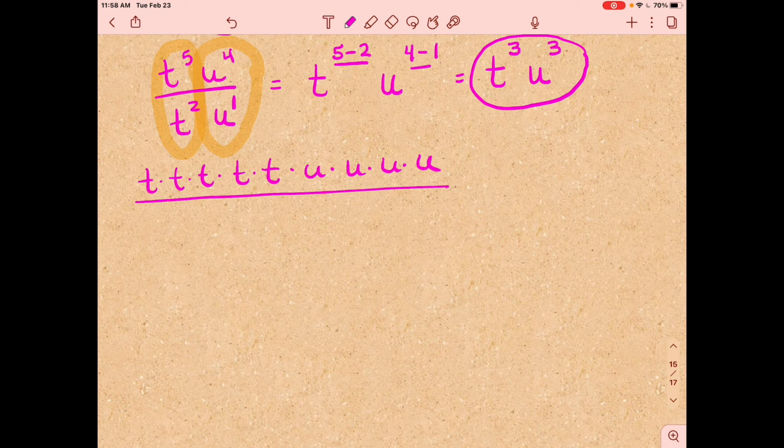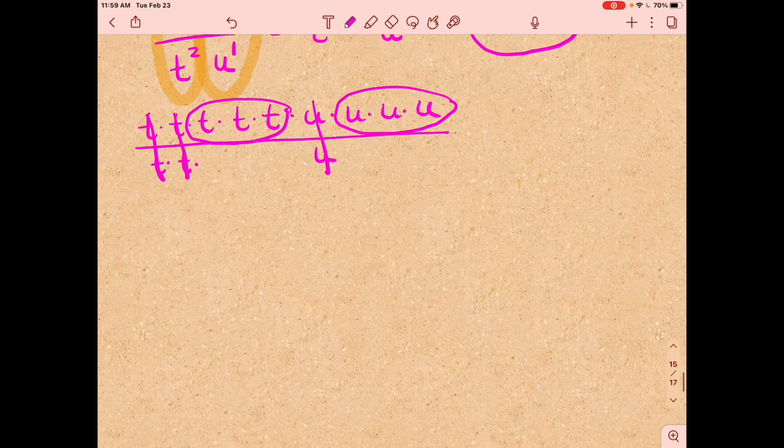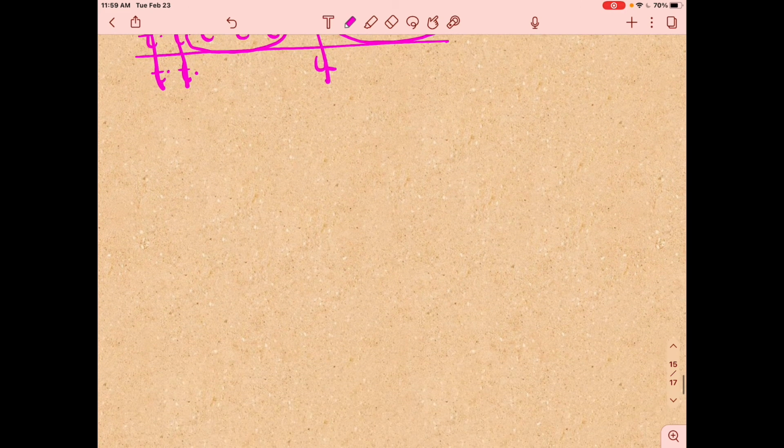Over. And then I would cancel, cancel, cancel. Here are 3 t's, that's the same as t to the third, and here are 3 u's, that's the same as u to the third. All right, let me choose another one for us here.